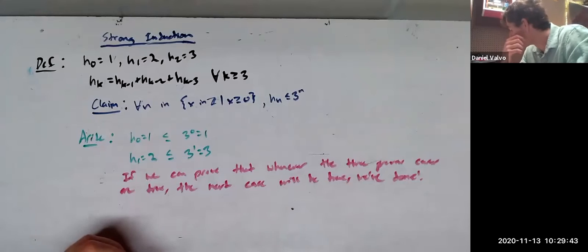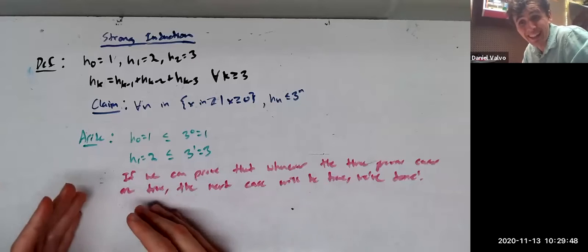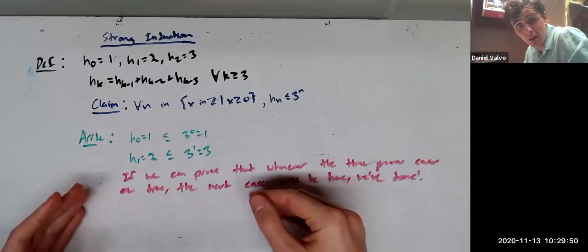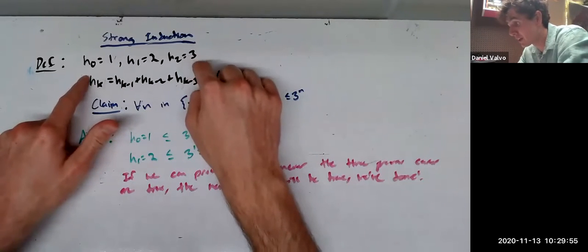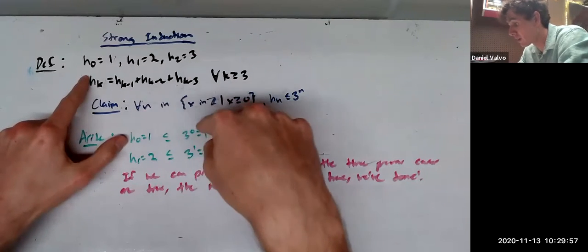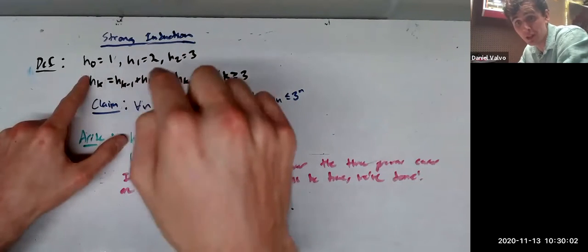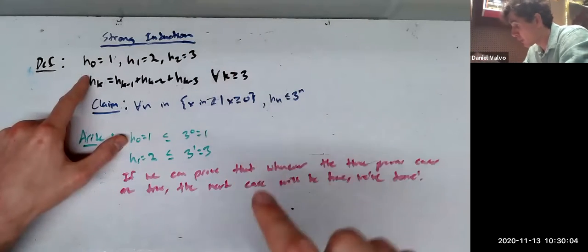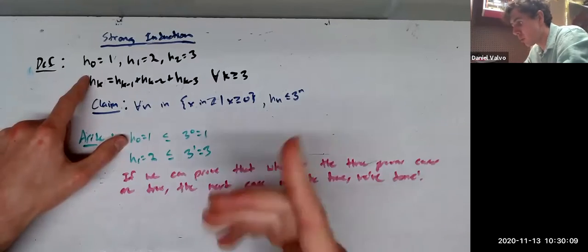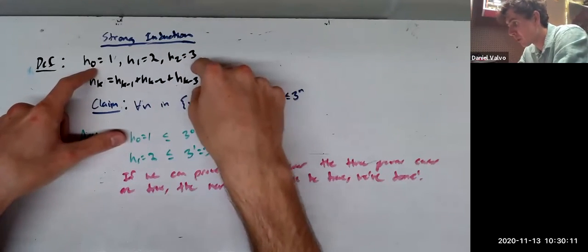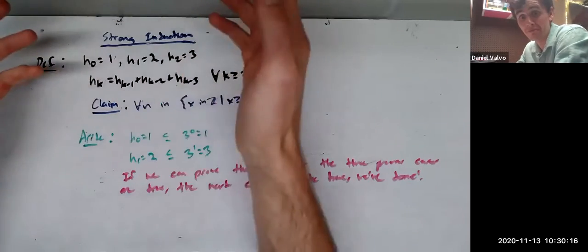No, anyway, if we can prove that whenever the three previous cases satisfy the claim, the next case will satisfy the claim, well, then we'll be golden, because these three cases satisfy the claim, right? We already showed h of 0 is less than 3 to the 0, h of 1 is less than 3 to the 1, h of 2 is less than 3 to the 2. That all works. And if we can show that whenever the three previous cases are true, the next case will be true, then these three cases are true, so the next case, h of 4, should be true.